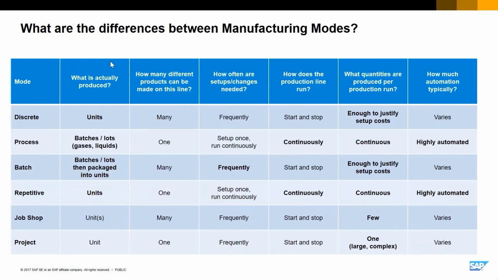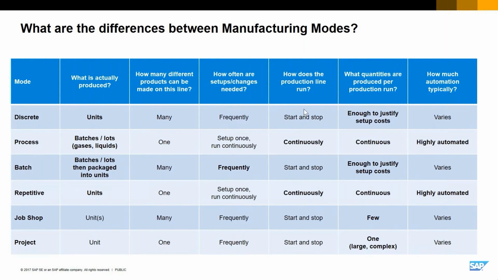So these are the differences between manufacturing modes, and how you use these things. You can see discrete industries. What is actually produced? In discrete industries, you produce by number of units. How many different products can be made on this line? You can do many products. For example, I am manufacturing toilet soaps, but I have multiple brands in the toilet soaps, with different perfumes and smells and other things. So you can manufacture multiple units of many products.